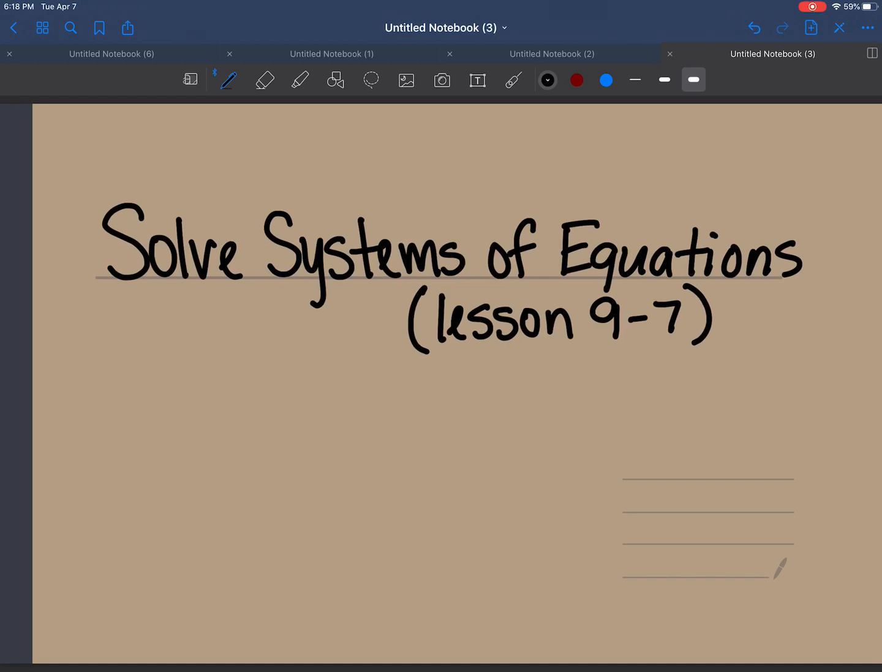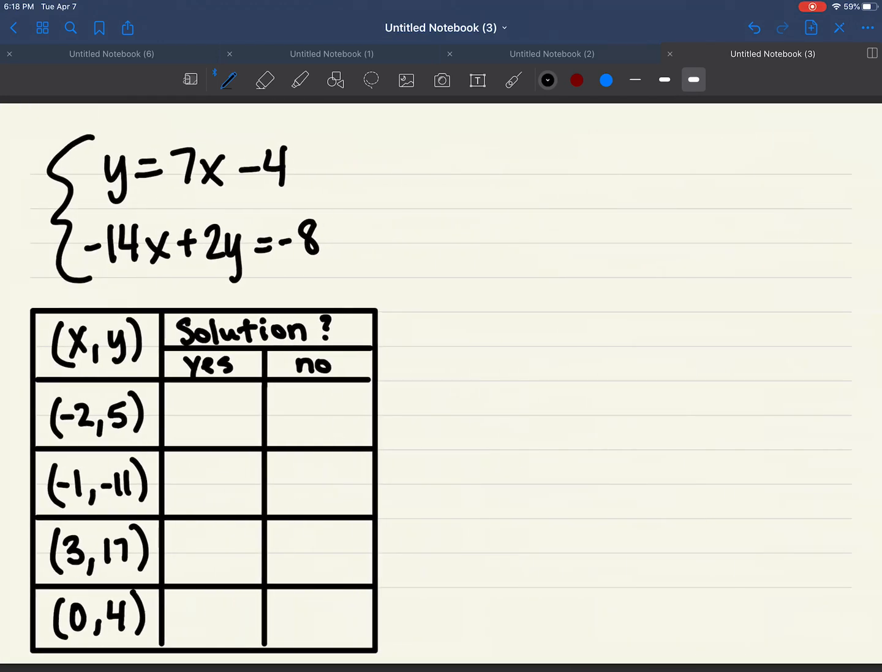All right, today we're going to finish up chapter 9, talking about how to solve systems of equations. It's similar to what we did yesterday in the sense that you are solving for an answer. The difference is we won't be graphing today.